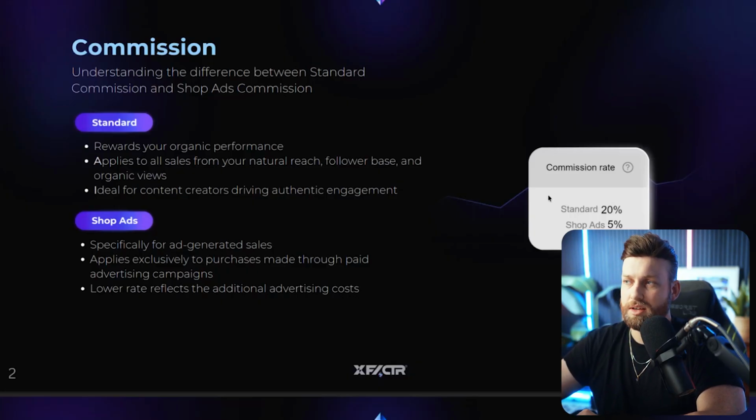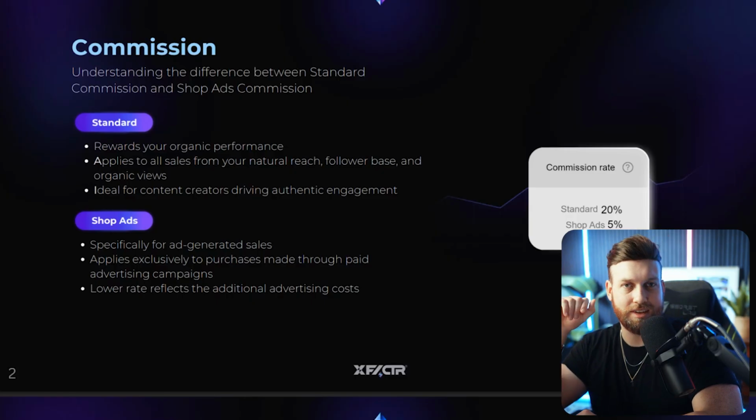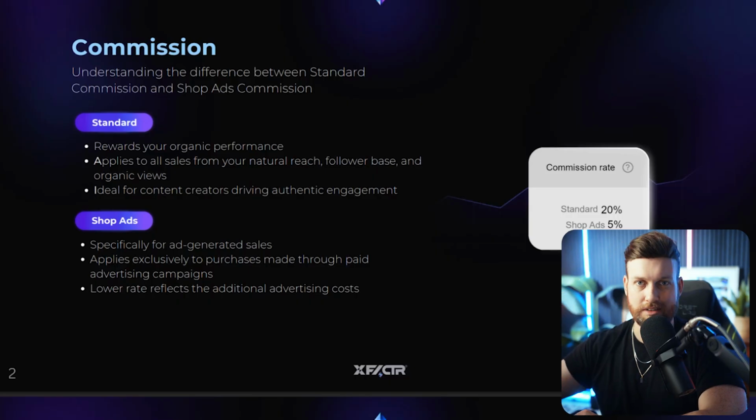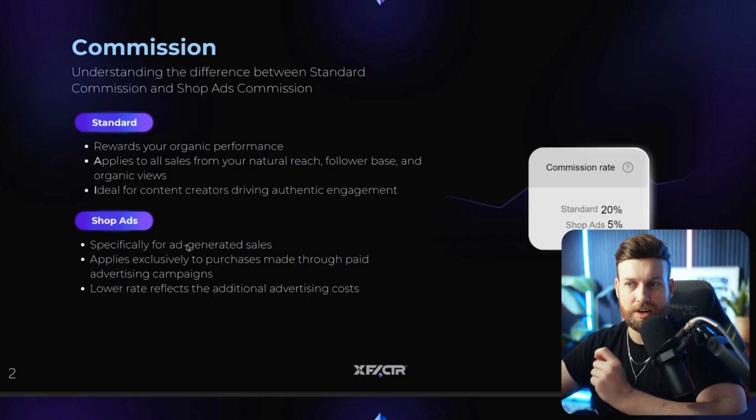And so you can see over here the commission rate. This is actually shown inside the seller center, where you can see a standard commission of 20% and a shop ads commission of 5%. So let's talk about shop ads commission. Shop ads commission is specifically for ad generated sales. It applies exclusively to purchases made through paid advertising campaigns. The lower rate reflects the additional advertising costs.